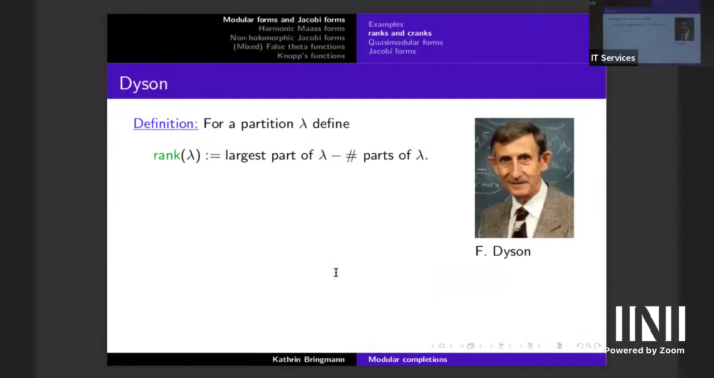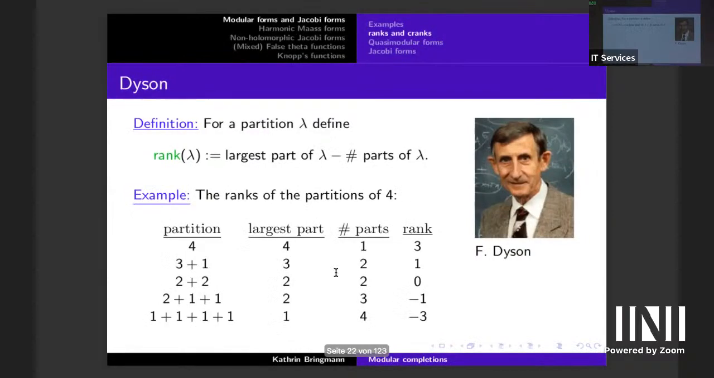Now, in order to explain those congruences, Dyson introduced the so-called rank of a partition. So the rank of a partition is the largest part of a partition minus the number of parts of the partition. And just to state an example, I'm listing here the ranks of all partitions of 4. So I already gave you an example, the partitions of 4. Here they are. Here I'm listing the largest part. And here the number of parts, and they're all the ranks.